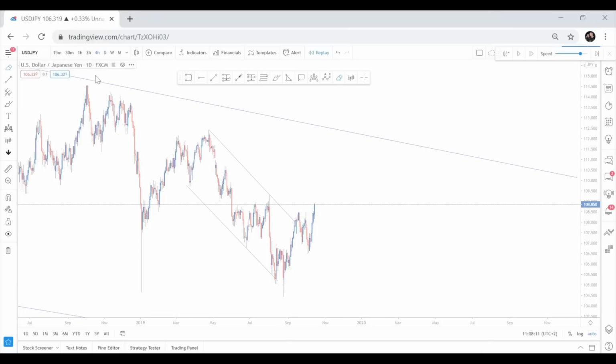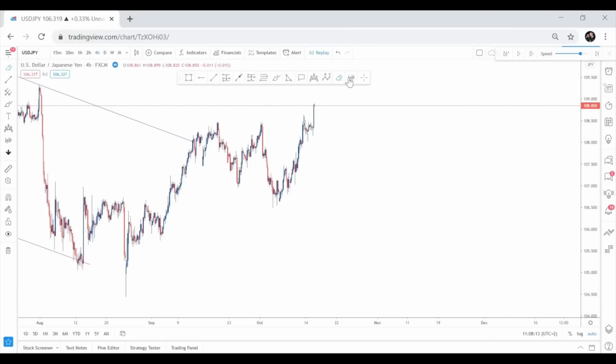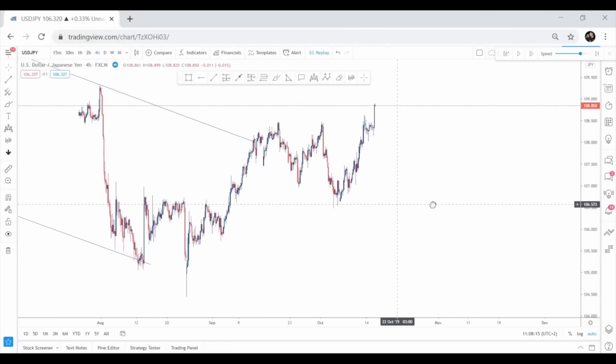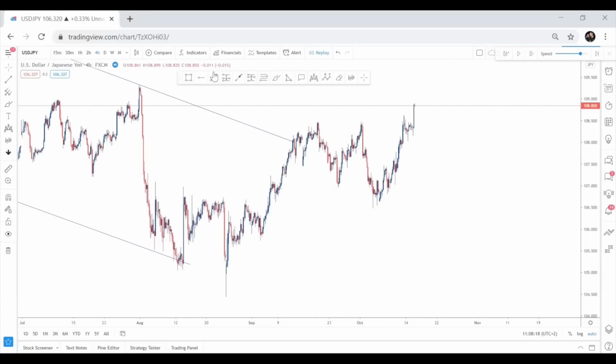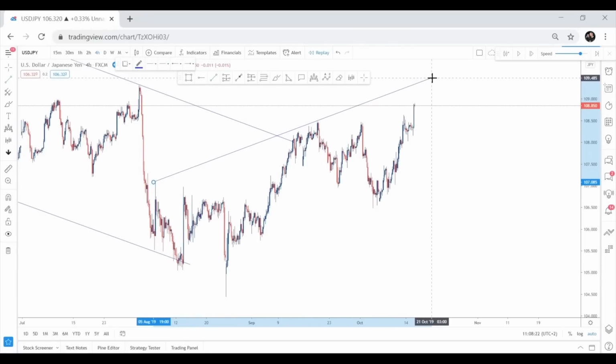Let's go to a 4-hour time frame. As we go to the 4-hour time frame, you're going to be able to spot that we're starting to form a trend. In this instance, a trend would look something of this nature.